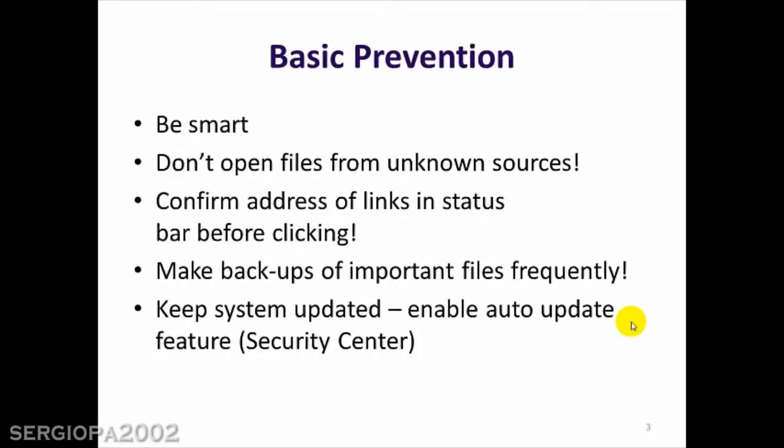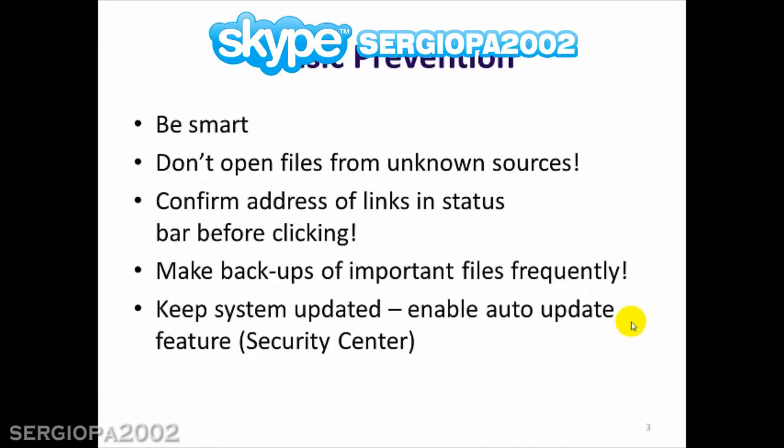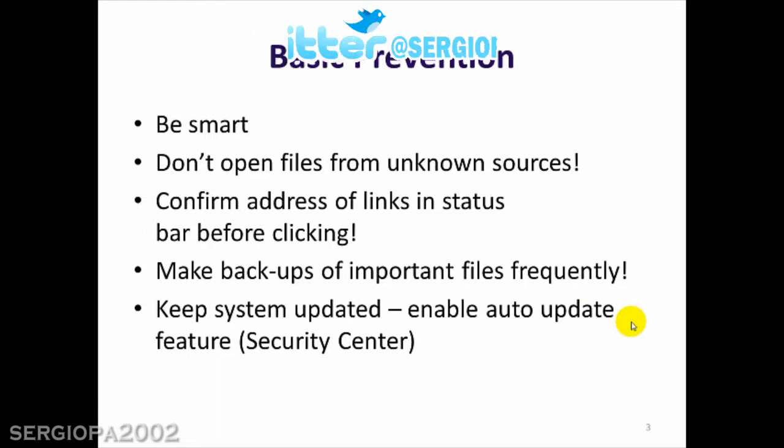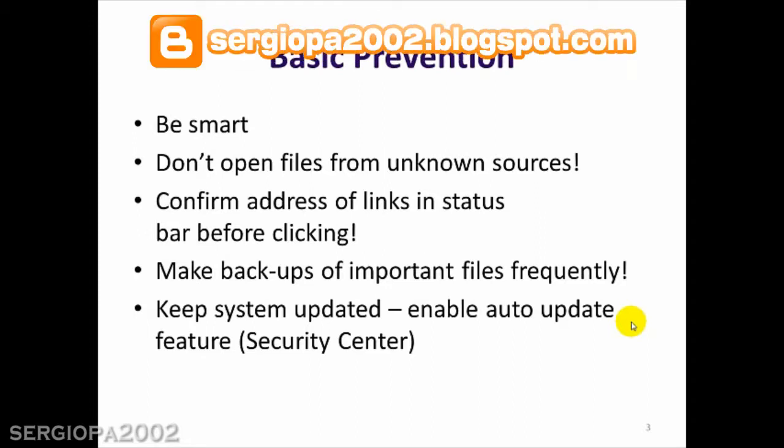Now, how can we prevent bad things from happening to our computers? Well, first of all, we have to be smart by not opening any unknown files, or any files from unknown sources. So make sure you confirm the address of the links in your status bar before clicking on any of them. Do not click on any links that come from emails that you are not 100% sure of their source.